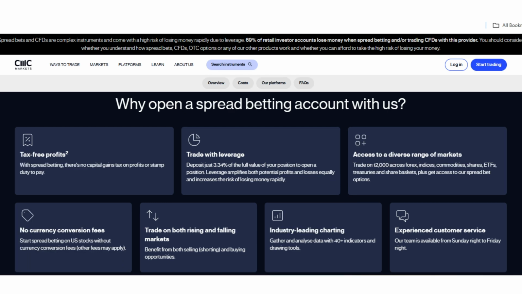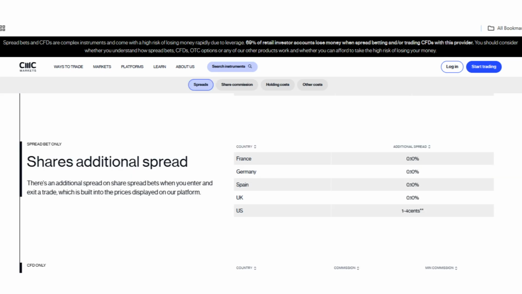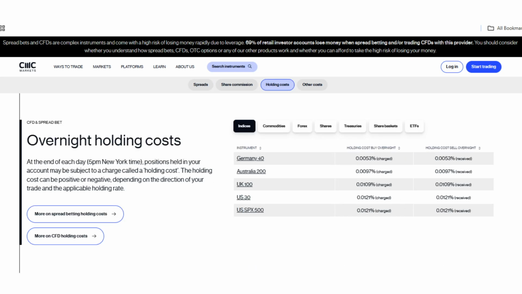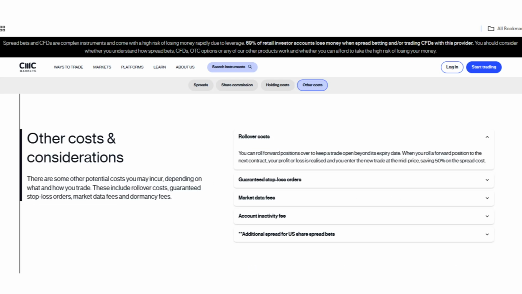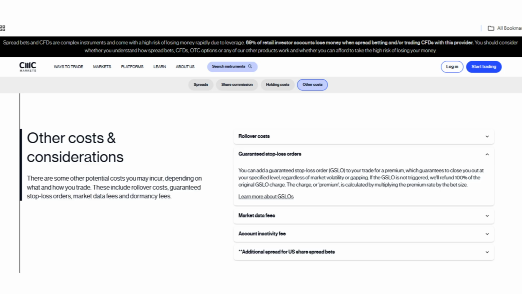And this applies to the spread betting account, which is free from capital gains tax. But you will be charged additional spreads for your spread bets. When your positions are kept open overnight, an overnight holding cost applies. And when you roll over forward positions to the next contract, a rollover fee applies. As an important risk management tool, there are guaranteed stop loss orders which protect your trades from adverse losses in times of high volatility, but this comes with its own charges.